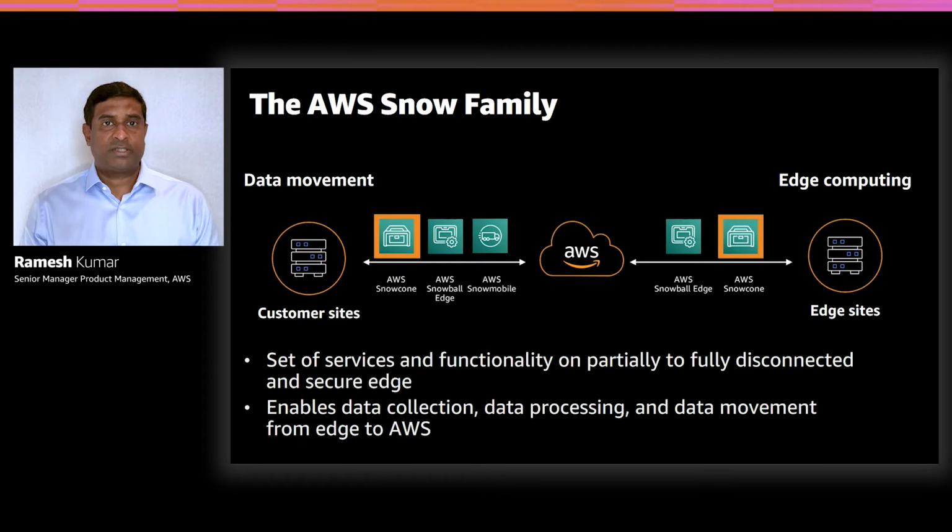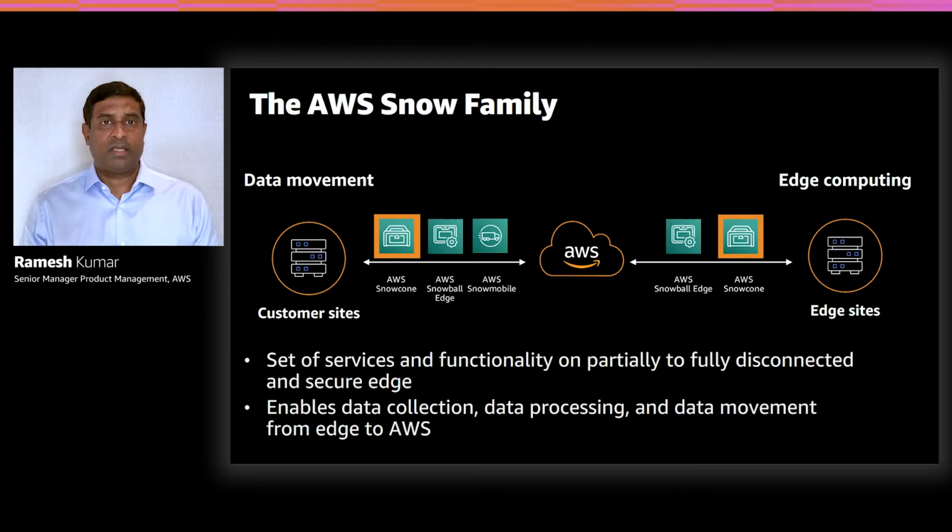In these operations, the Snow devices can operate or function independent of any network connectivity and independent of AWS for long periods of time, which makes the Snow devices suitable for use in disconnected environments or in environments where there is no consistent network connectivity, or maybe a network connectivity with low bandwidth.